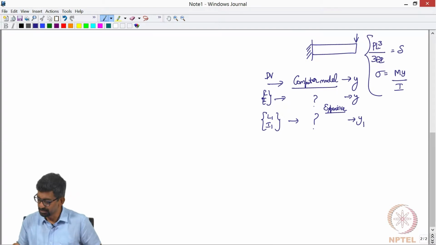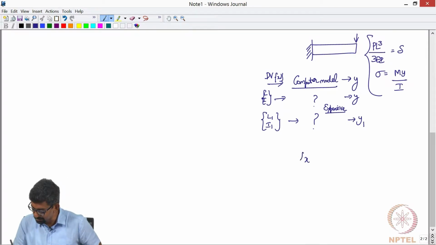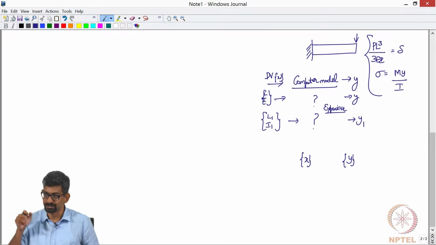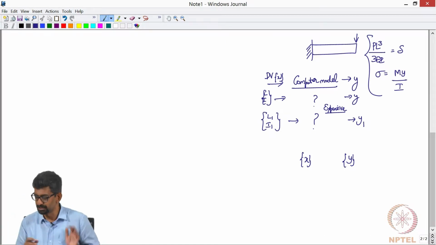So, the question is, if I would call these design variables as x, can I relate this x and y? That is what the question is. So, this x when I am writing it as a vector, it means x1, x2, x3, but they could have multiple values of x1, x2, x3. It should actually be written as a matrix in that sense. Similarly, the y is not only y, it could be y1, y2, y3.